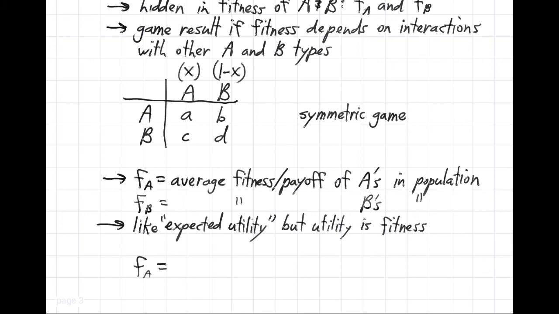So if we want to know the fitness of A types, it's just the payoff or fitness of interacting with an A type times the probability of interacting with an A type, or the frequency of those interactions, plus the same thing for interacting with B types. Here's the payoff for interacting with B types, and this is the frequency of those interactions. And similarly, the average fitness of B's would have to be C times X plus D times 1 minus X.